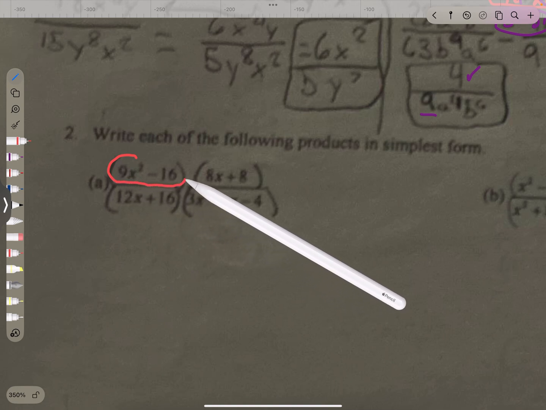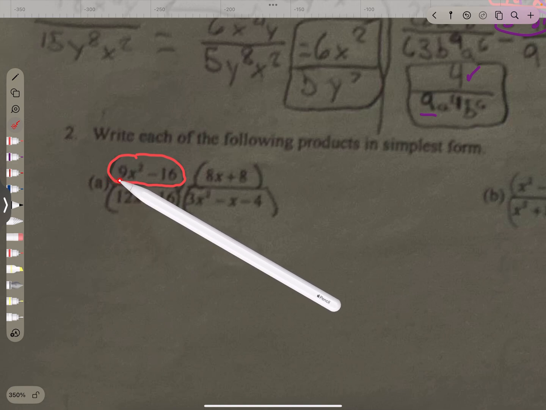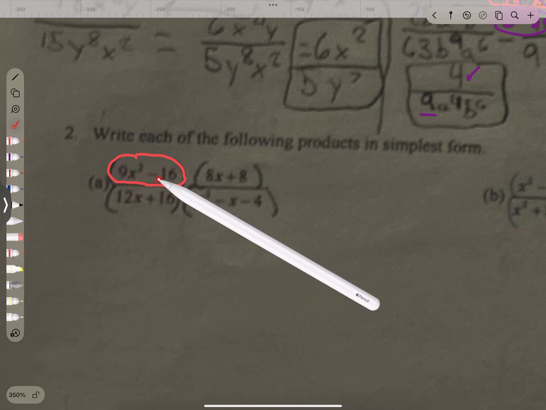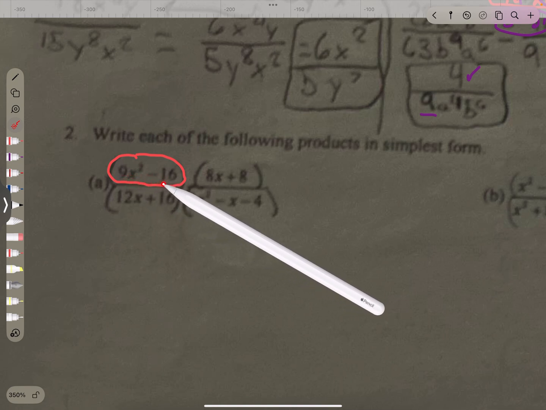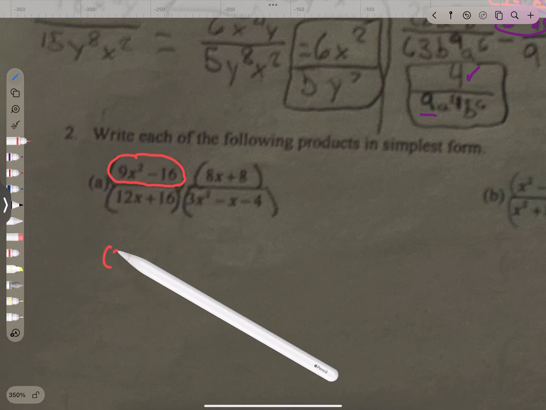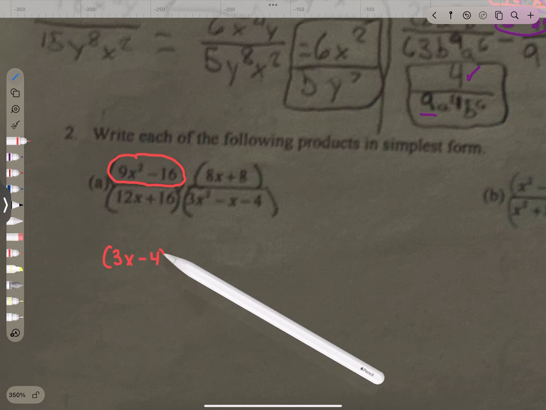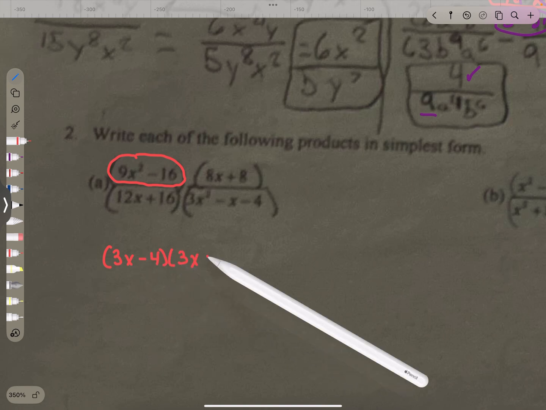So the first one, 9x squared minus 16. I check them for a GCF. Is there a number I can pull out of them? Do they both have x's? No, nothing in common. So I analyze and I go, we only got 2 terms, you're squared. Difference of squares, it looks like. And I go, well, I know how that factors. 3x minus 4, 3x plus 4. Maybe you remember that, maybe not, but there it is.